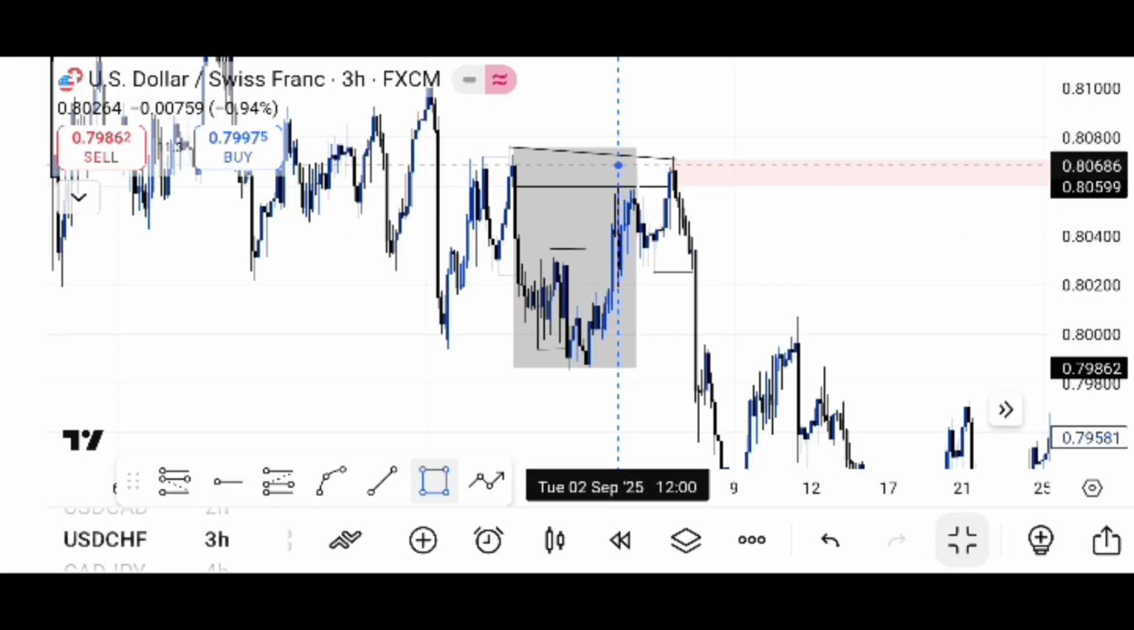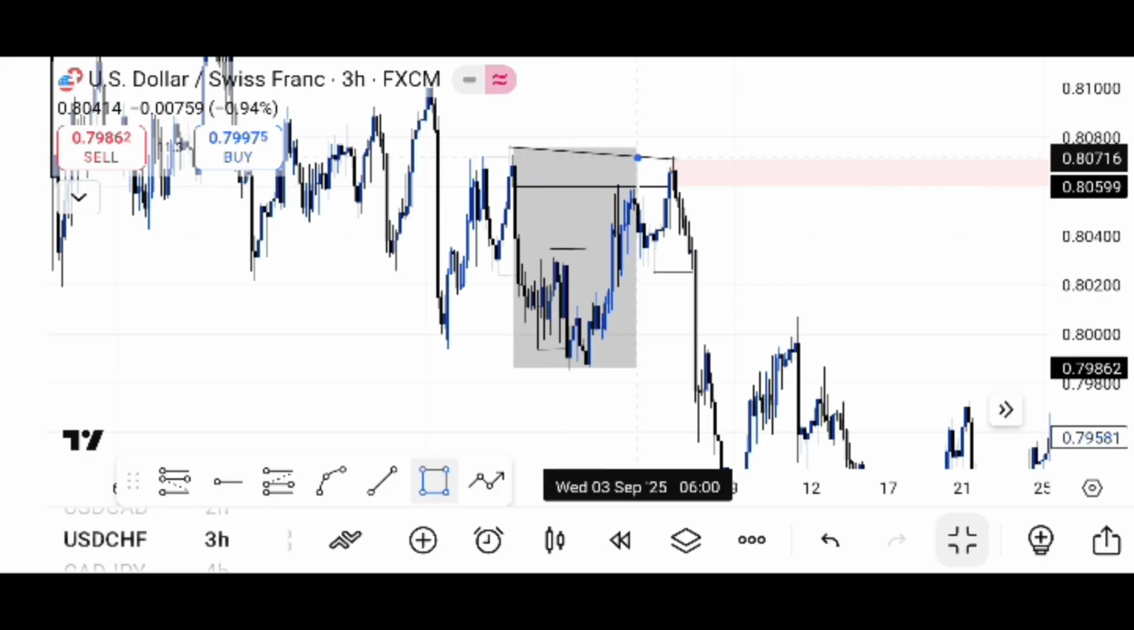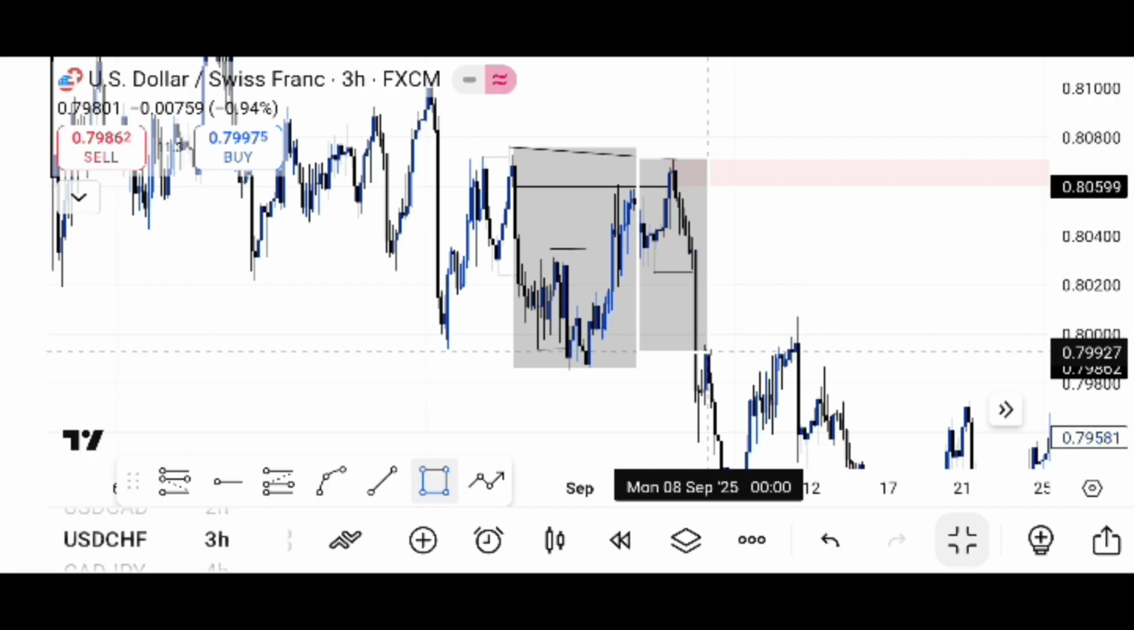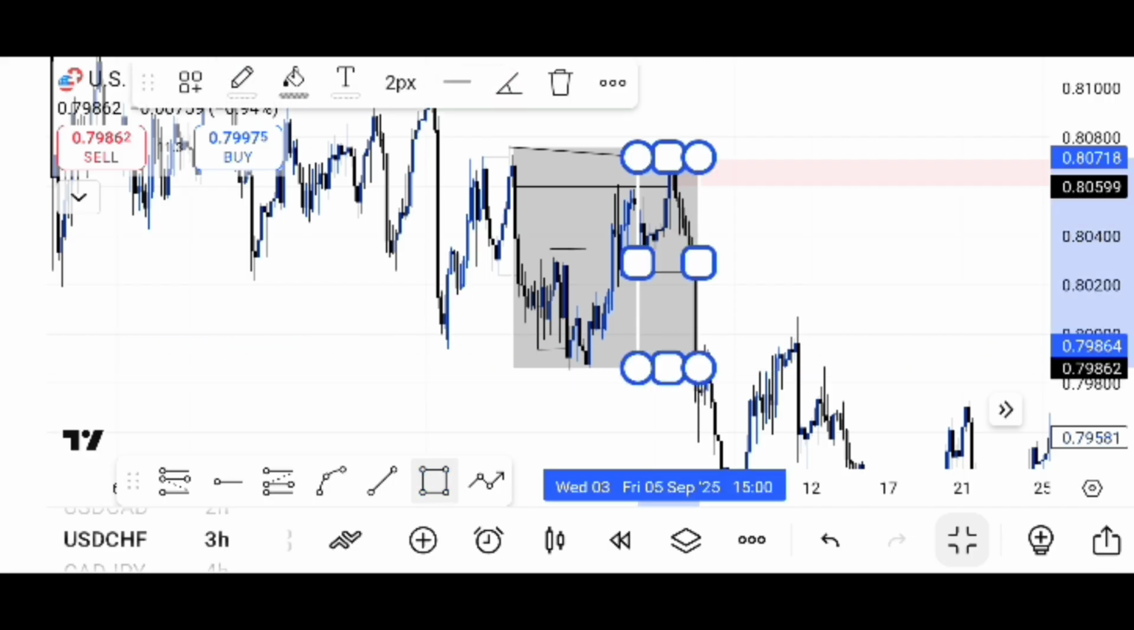Price failed to take out this last order block. It mitigated it, and then it showed strength, and once it showed strength, it literally changed character, going where? To the downside, which is like this here. So this is our second phase being valid.